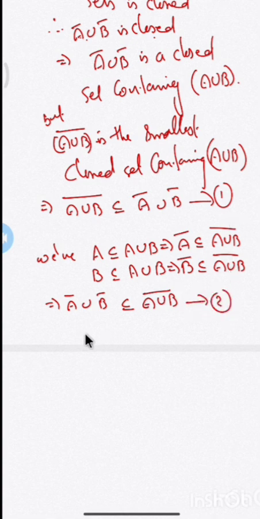So from 1 and 2, what do you get? A union B whole closure is equal to A closure union B closure.